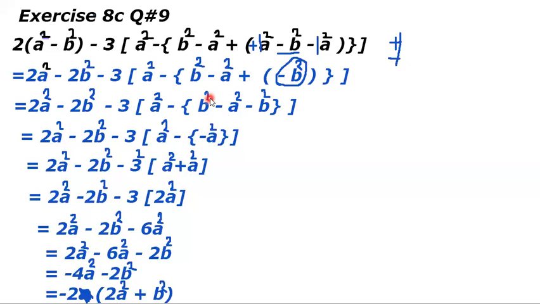Okay, now how b square, negative a square and negative b square give us negative a square.